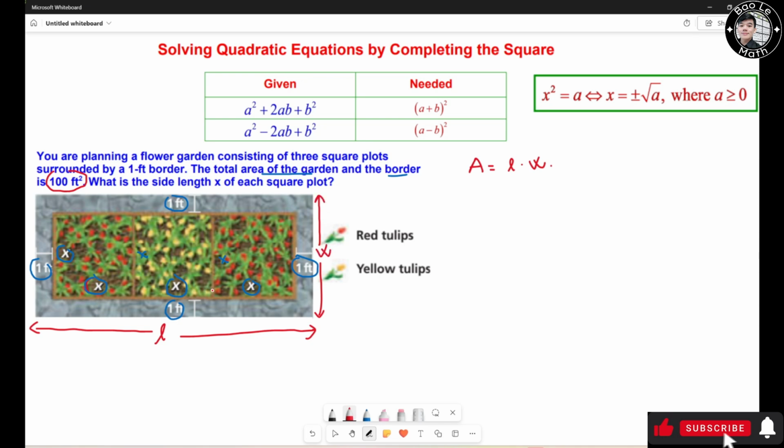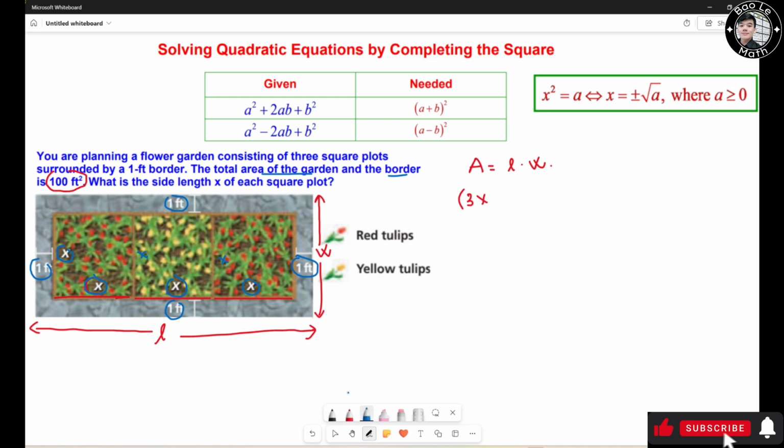Alright, so I need to find the side length, right? From here to here, it's going to be S. From here to here, it's going to be another S. From here to here, it's going to be another S. So total, I have the length is going to be 3S.